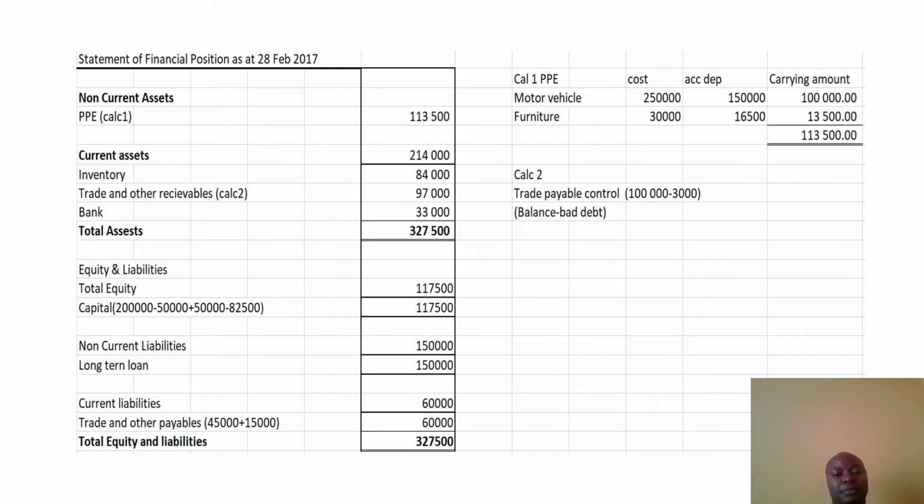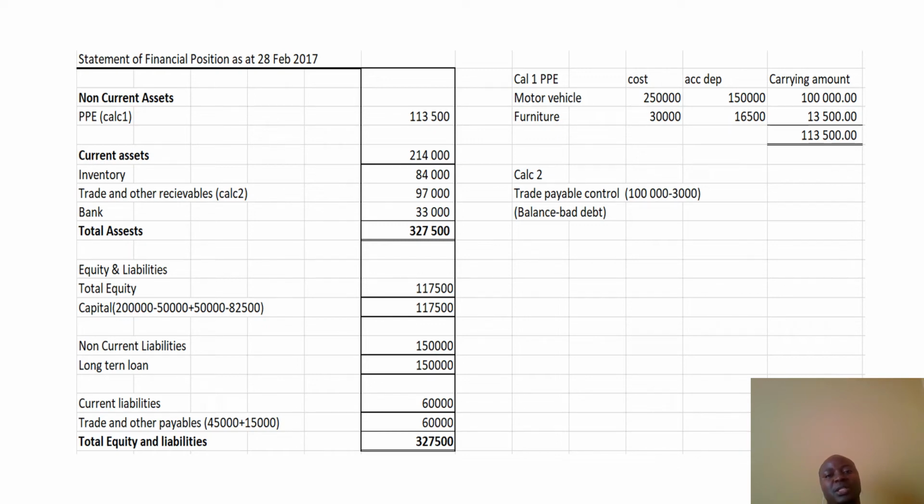And then your current liabilities are your trade and other payables. So your trade and other payables, what do you have? You were told that my trade and other payables is 45,000, but you still have something that you didn't pay, which is the interest. So you also add the 15,000 that we calculated previously as finance cost, because it's a payable, to give you 60,000. So your total equity and liabilities should be the same as your total assets, isn't it?